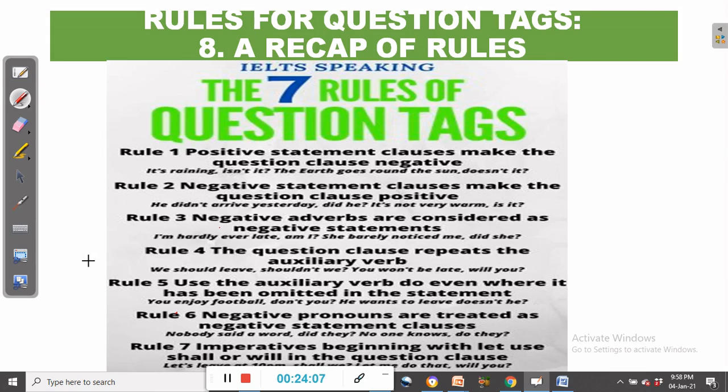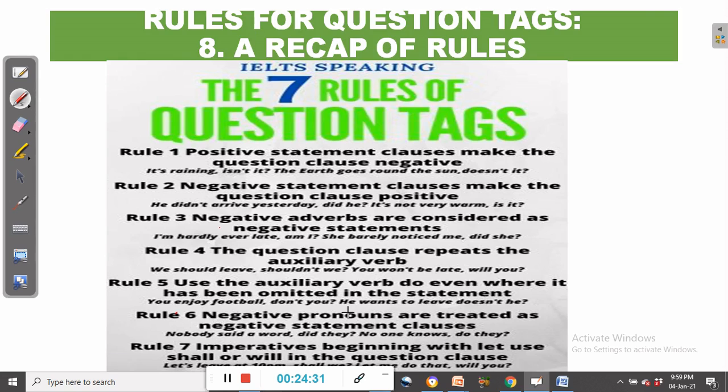then we have the appropriate form used also in the tag. Rule number 5: use the auxiliary verb do even where it has been omitted in the statement, as when we use a lexical or main verb. For example, you enjoy football, don't you? He wants to leave, doesn't he?